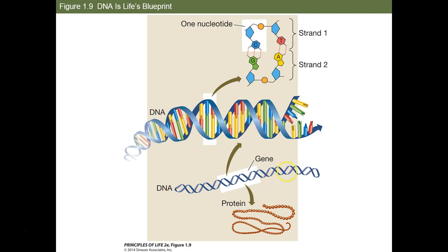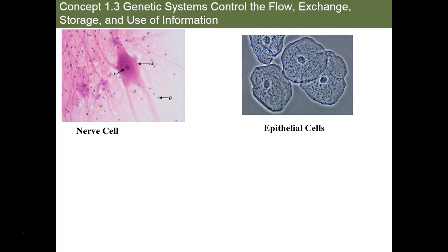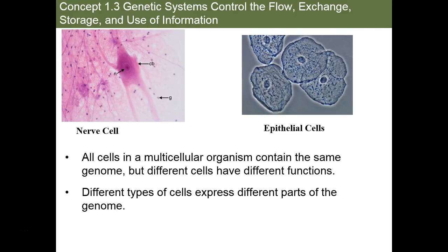As you can see in this picture, a gene, which is a sequence of DNA, encodes information that produces proteins. Many of these proteins then go on to drive chemical reactions or produce structures within our bodies. All cells have the same genome, but specific cells have specific functions. Different types of cells, such as a nerve cell or an epithelial cell, express different parts of the genome. How cells control gene expression is a major focus of biological research.